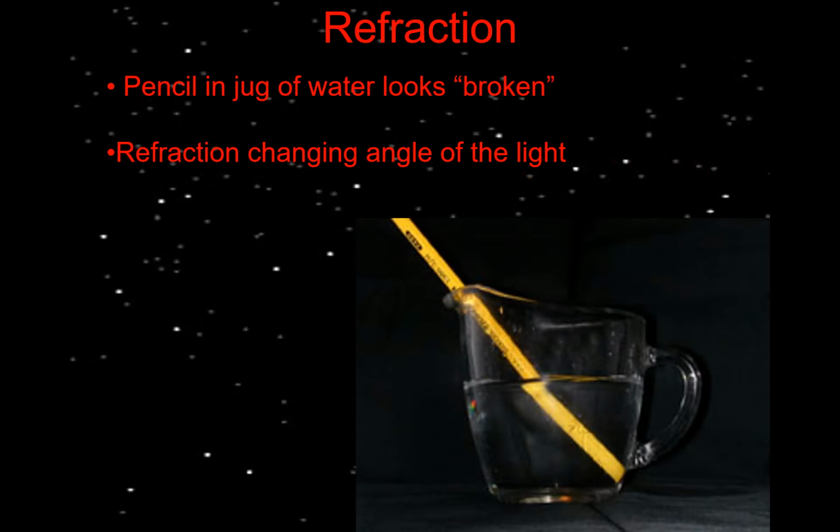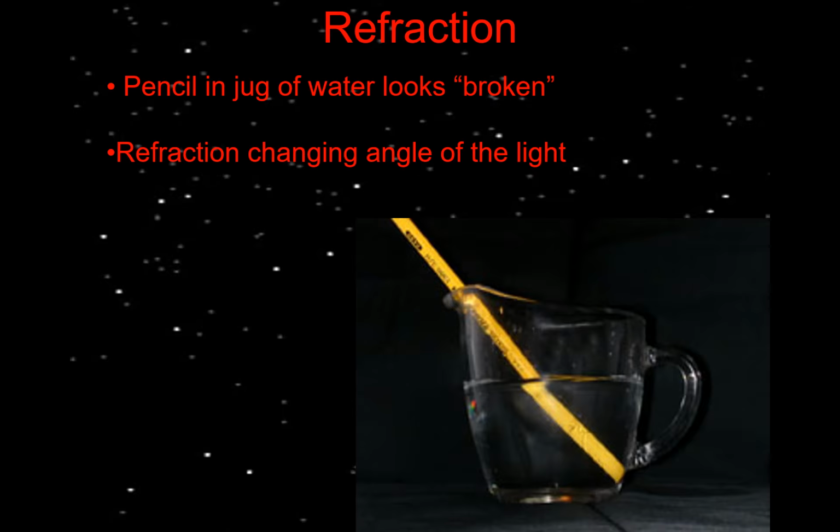Another effect, one that we can use to great effect in astronomy, is refraction. Now take a pencil and put it in a jug of water, and that pencil will look broken. You have the same effect if you look at someone who's standing in a swimming pool. Quite often their legs look truncated and smaller, and they look a lot shorter than they actually are.